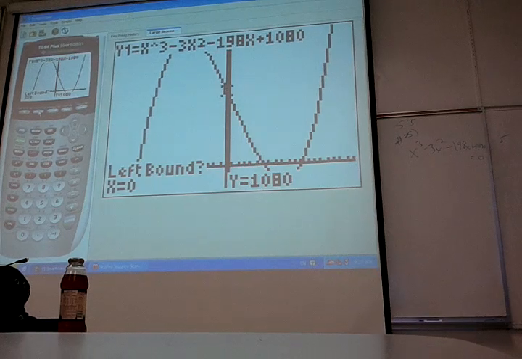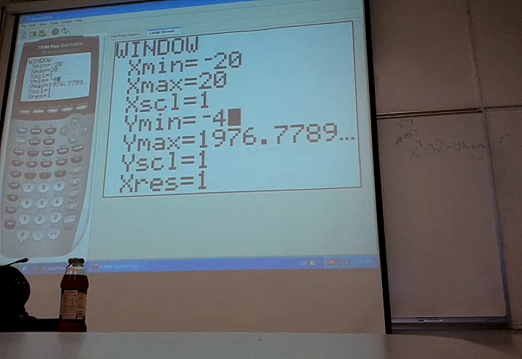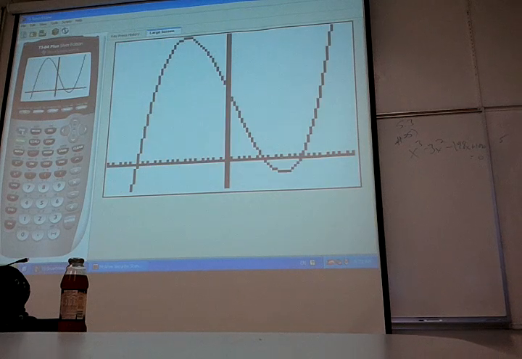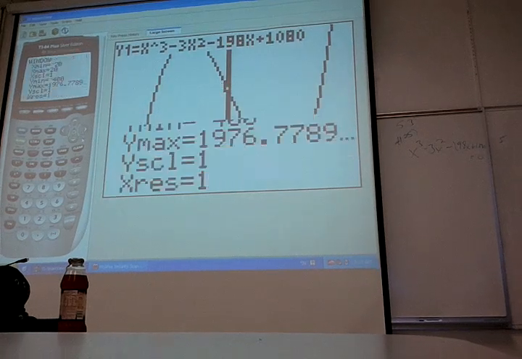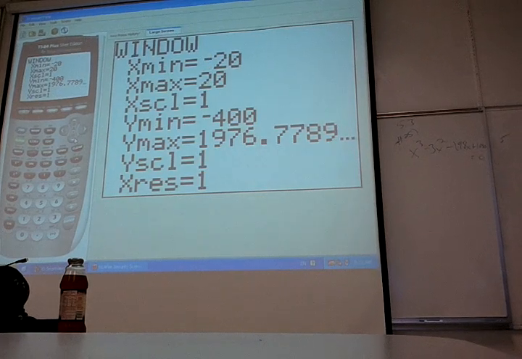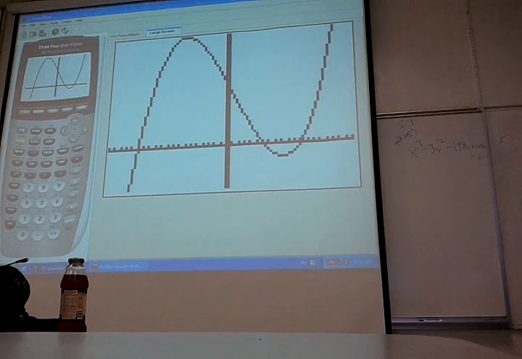So go back to window. Let's make it negative 400. Changed the wrong one. Yeah. All right, maybe that's high enough. Let's see. No. Let's go to window and make it negative, say 700. All right, that should be good.